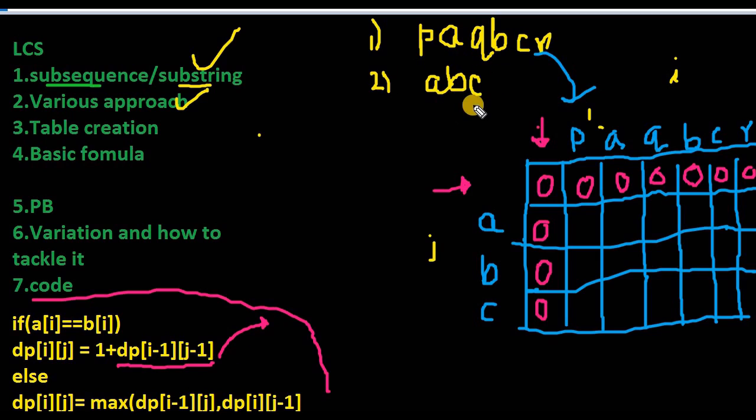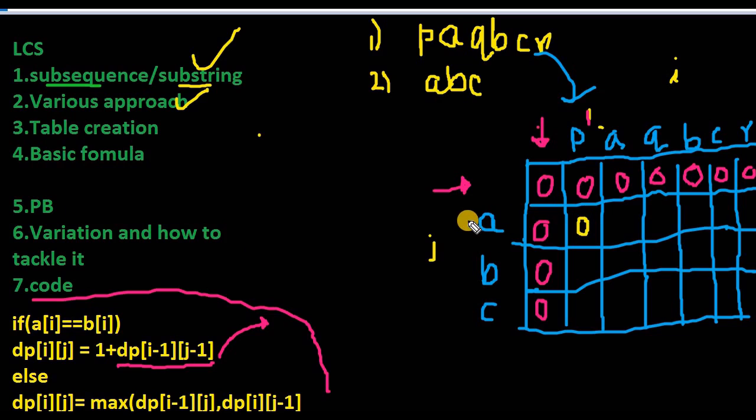So let's start with P and A. P and A will be compared. Do they match? No, so we will go in the else part. In this case, we will choose the maximum between the last column and last row. Let me take a different color. Now the value will be filled with 0.